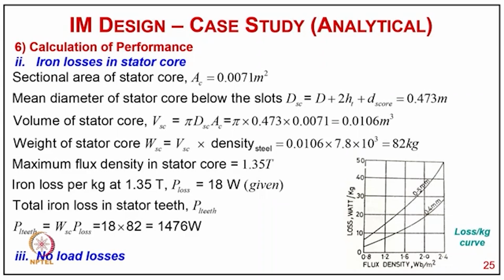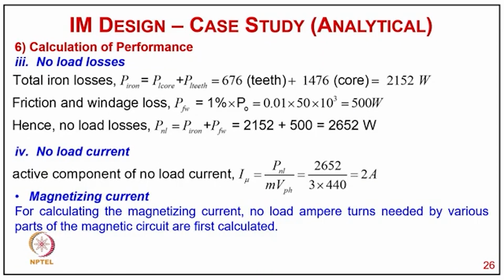Putting the values of Ws and P loss, it comes to around 1476 watt. Now coming to the total no-load losses, we say the total iron loss is equal to PL core plus PLT. Putting the values, it comes to 152 watt, and the friction and windage loss, PF, normally we consider as a percentage of the output power. Considering 1% of the output power, it comes to 500 watt. Hence the total loss will be iron loss plus friction and windage loss, that comes to 652 watt. And the active no-load current corresponding to this loss component, I mu equal to PNL divided by the voltage, comes to around 2 ampere.